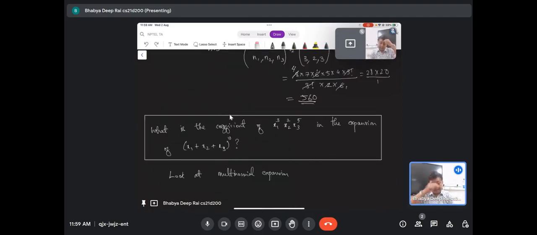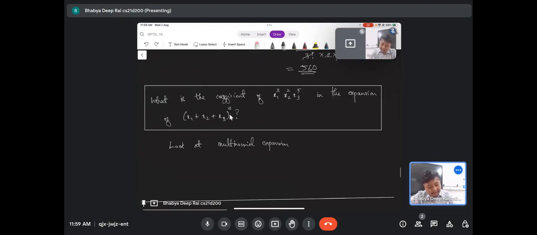So yeah, how do we handle this case? The coefficient is nothing but n choose n1, n2, n3. But n1 is 3 for us, n2 is 2 for us, and n3 is 5 for us. So which is equal to, what is n? 10 choose 3, 2, 5.